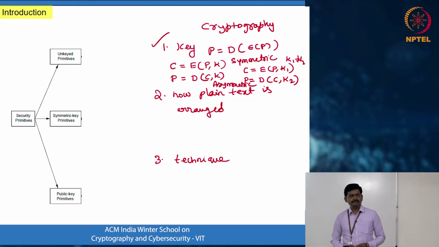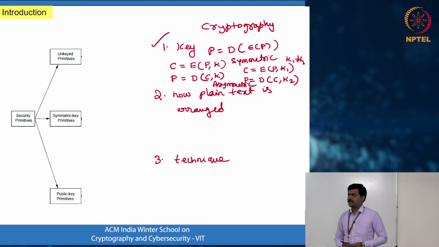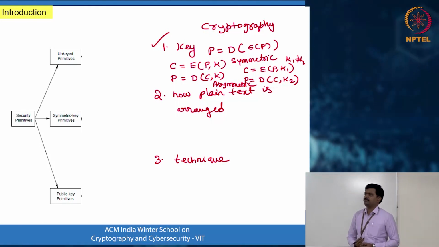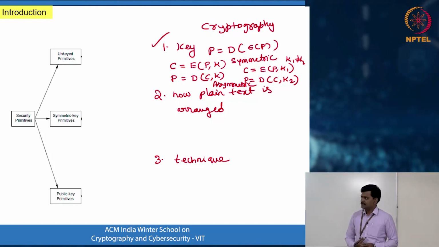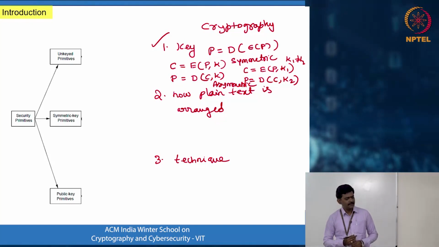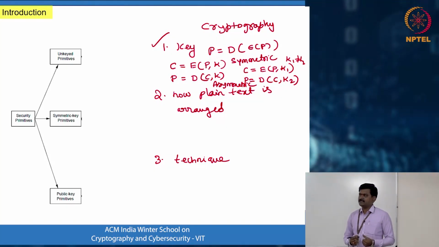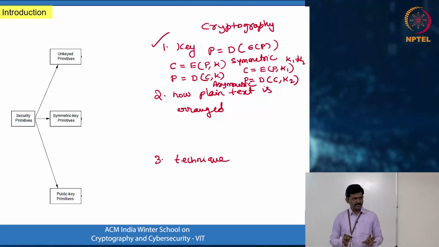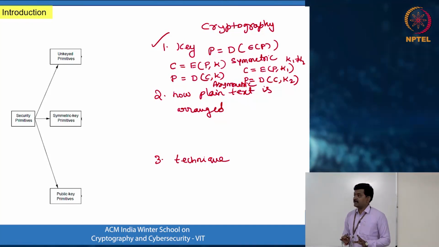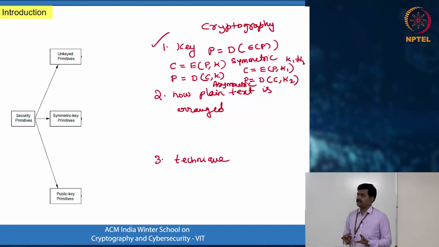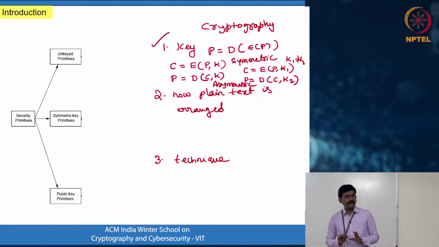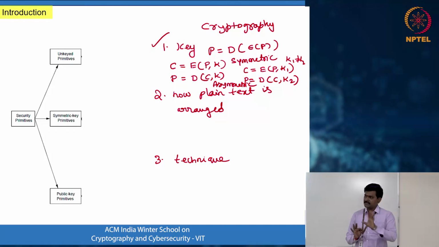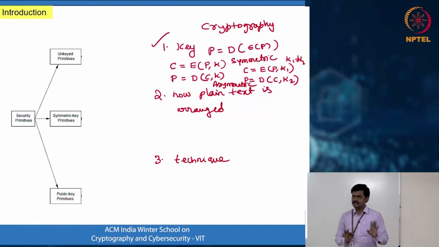Okay, so welcome back. We have seen one dimension of cryptographic algorithms, which is through the key. So we have seen symmetric, asymmetric, as well as keyless. We know with a symmetric key, what is the challenge and what is the advantage? With asymmetric, what is the challenge? What is the advantage? And there is a keyless. The purpose of keyless is altogether different; that we will discuss later.